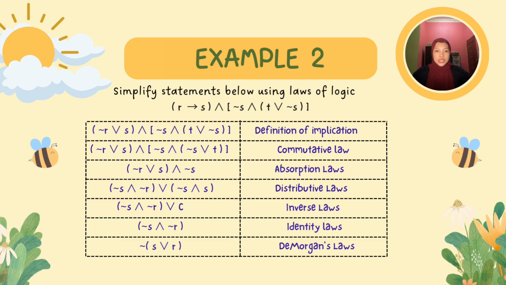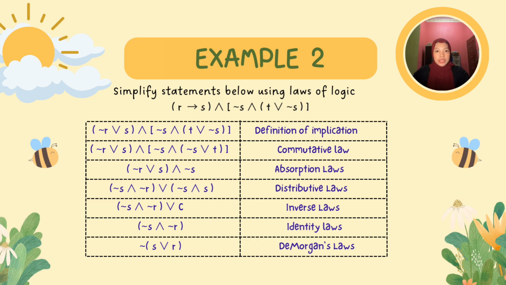Then we use the distributive law to expand it and we get (not S and not R) or (not S and S). Next, for the part not S and S, we apply the inverse law. Therefore, not S and S is eliminated and replaced with C, which is a contradiction. And it will leave (not S and not R) or C. Then we use the identity law, so we can simplify it to not S and not R.